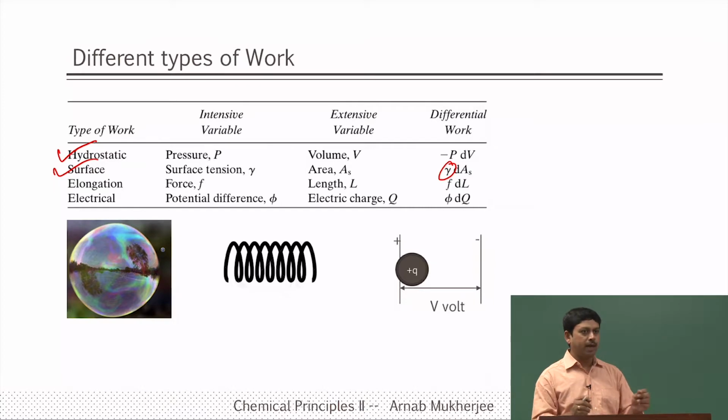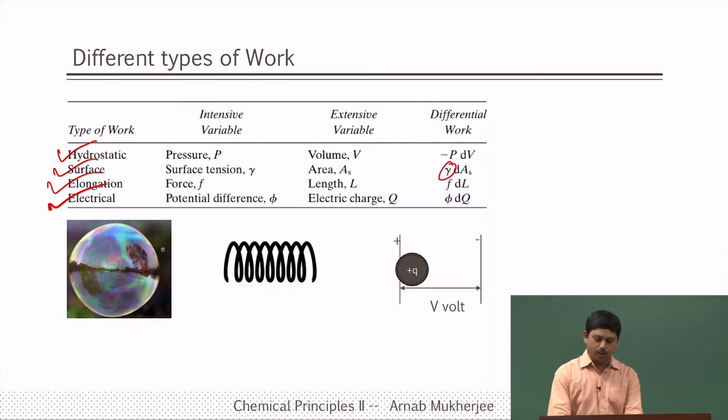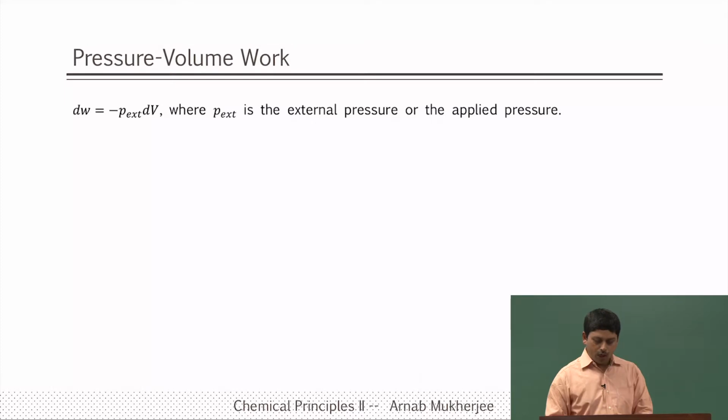Elongation, so when we take a rubber band of length L and we try to extend it, that is a work that is done, the force multiplied by the length, which we discussed will be a kind of elongation work. And another work is electrical work, where the charge is carried over electric potential, and that will give rise to some kind of work. So, there are different kinds of work, but we will consider mainly PV work in this particular course.